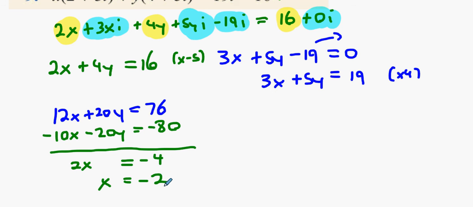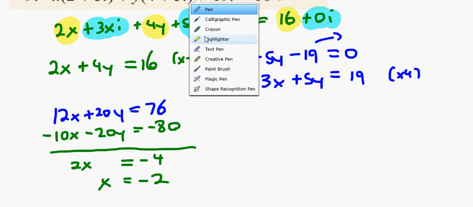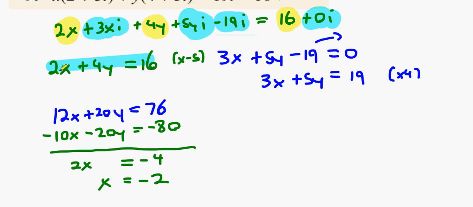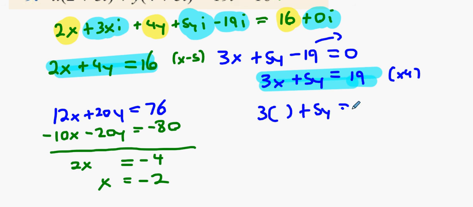I can either choose the green one or the blue one to input x equals minus 2 into. They're both equally as easy as each other, so I'll just choose the green one. Actually, I'll choose the blue one because it's directly above it. 3 times blank plus 5y equals 19. The blank is the minus 2. Minus 6 plus 5y equals 19. Bring the 6 over to your side. 5y equals 25.